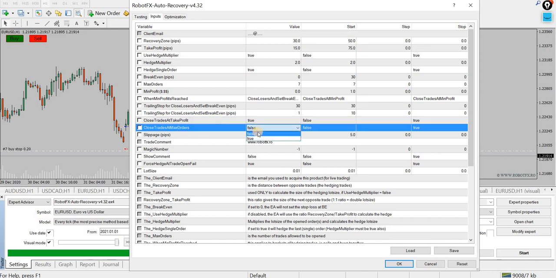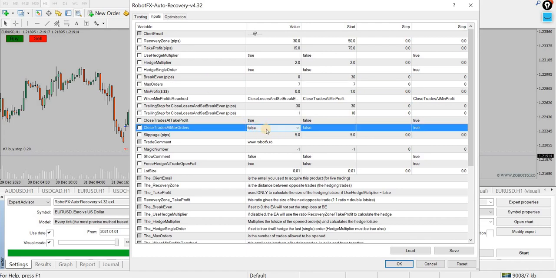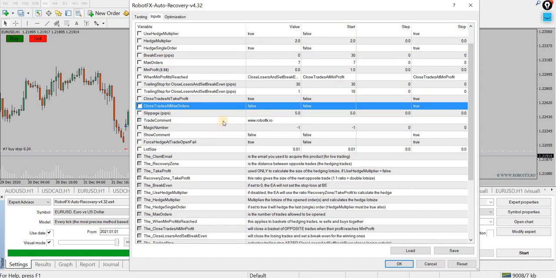Close trades at maximum orders, another safety net for the maximum orders. So as soon as there will be 7 open trades on the chart, then the expert advisor will start closing them and close all of them. Mind, however, that the entire basket will close with a loss, since the last order, the hedging order, will not have enough time to recover the losses from the previous one.